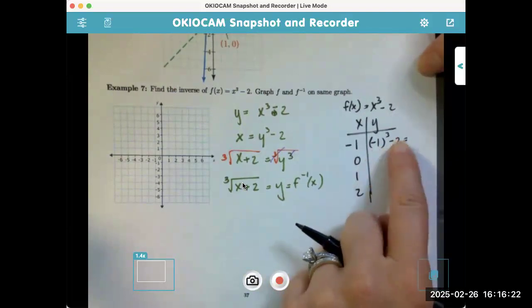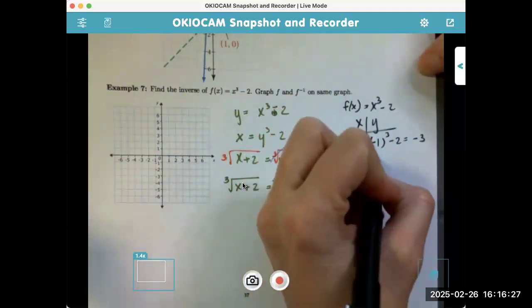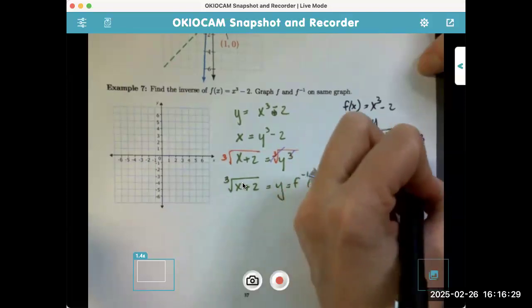Okay. So -1 cubed minus 2. -1 cubed is -1. Minus 2 is -3. So this is 0 cubed minus 2, or -2.